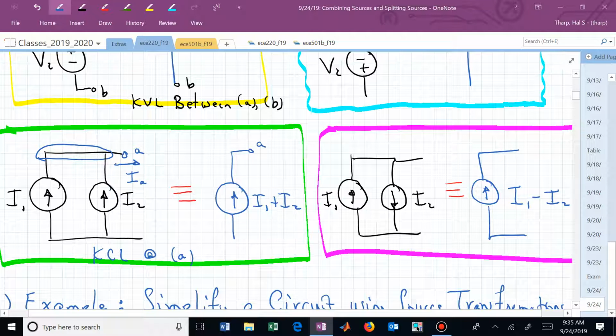On the left, they're both headed in the same direction. You would expect the sum to be in the same direction. On the right, they're actually opposite to each other, and that means you have to algebraically combine their values.